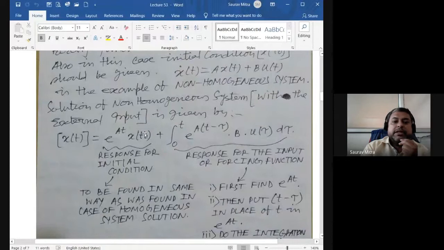Okay, so e raised to a t into x(t0), the same way you found previously. In the same way you have to discuss it here. You have to first find the state transition matrix. So here also, in the non-homogeneous case, in the forcing function response, the state transition matrix is there. Only instead of t you have to substitute t minus tau.